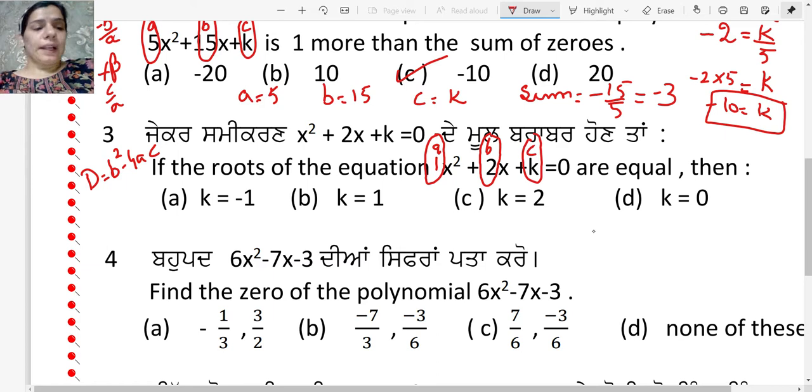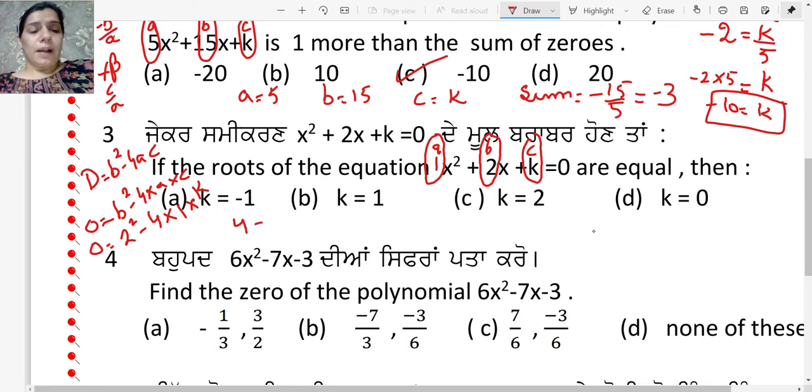So I will find the discriminant, that is b square minus 4 multiplied by a multiplied by c. b square, that is 2 square, minus 4 multiplied by a, that is 1, and c, that is equal to k. I want the discriminant to be equal to 0 because for equal roots you have the condition that D is equal to 0. 2 square is 4 minus 4k is equal to 0.